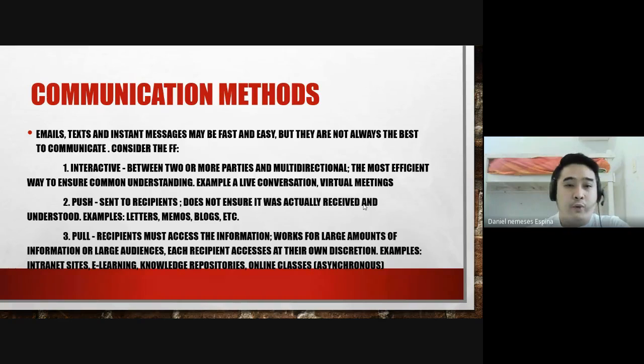So consider the following. So interactive, between two or more parties and multi-directional. So the most efficient way to common understanding. So if you are having two or more parties and multi-directional, the best way to communicate is through a live conversation or just like this, a virtual meeting.